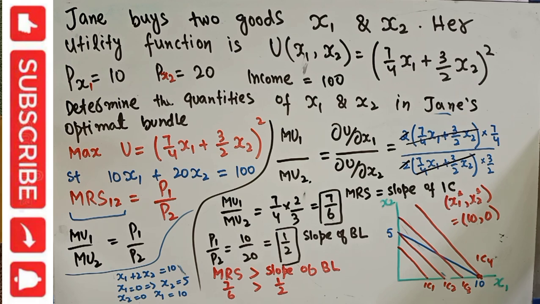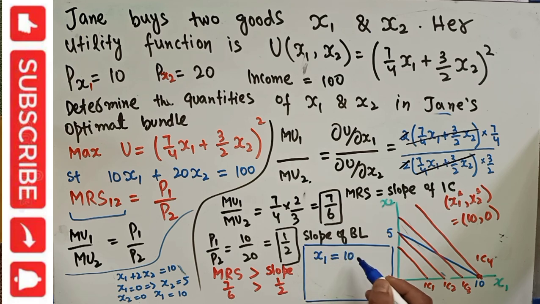Okay, so if I write it here, in this case we will consume x1 equal to 10 units, and x2 equal to 0 units, and we got here the corner solution.